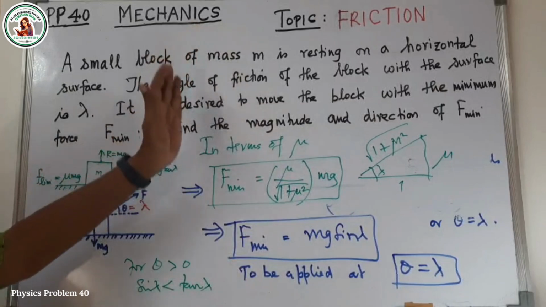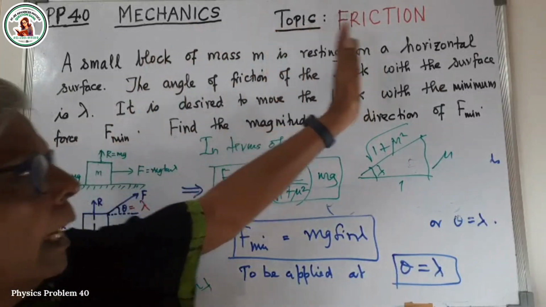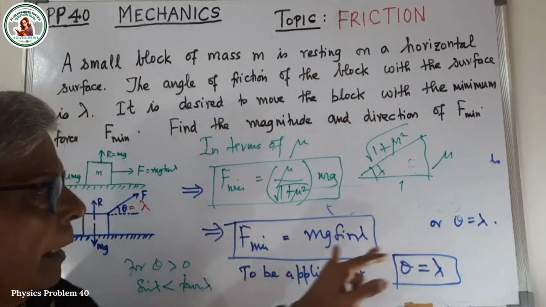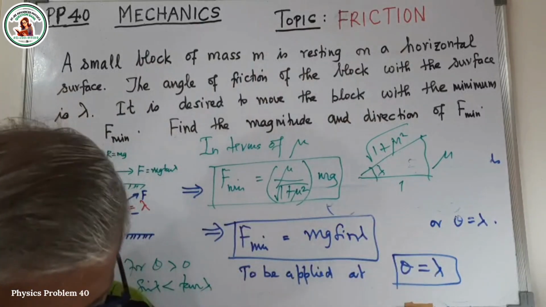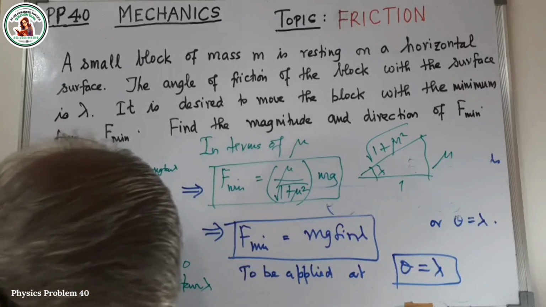You can give F minimum like this also in terms of mu. But this question states angle of friction lambda, so in terms of lambda this is the answer. I think you can follow this explanation. Thank you.